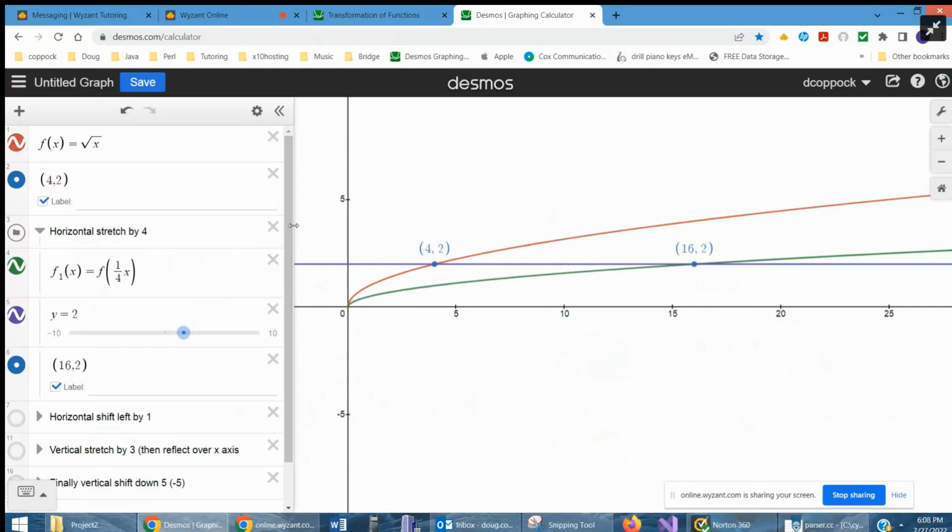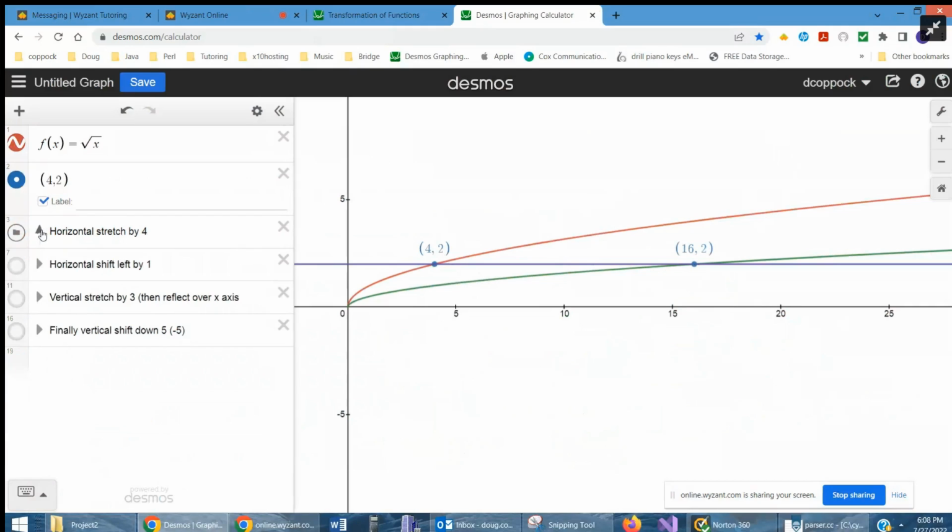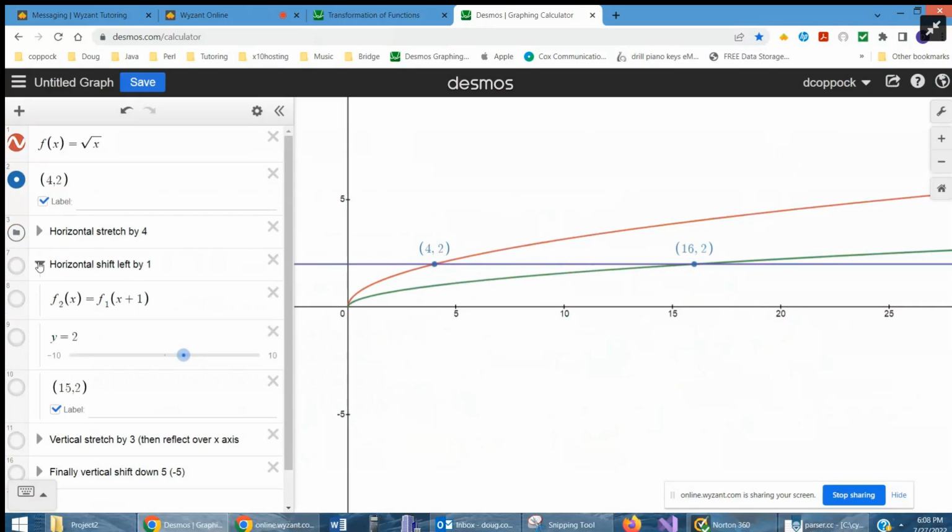Now watch what happens if I do a horizontal shift left. I'll take f sub 1 of x, which was this green function, and shift it to the left one, call it f sub 2 of x. And it's hard to see, but there it is right there. Now, because of the horizontal shift left, the x value is 15. We are done with the changes to the x values now.